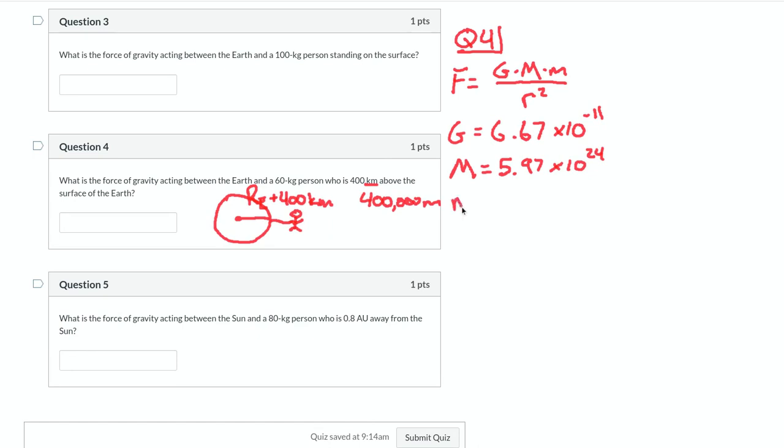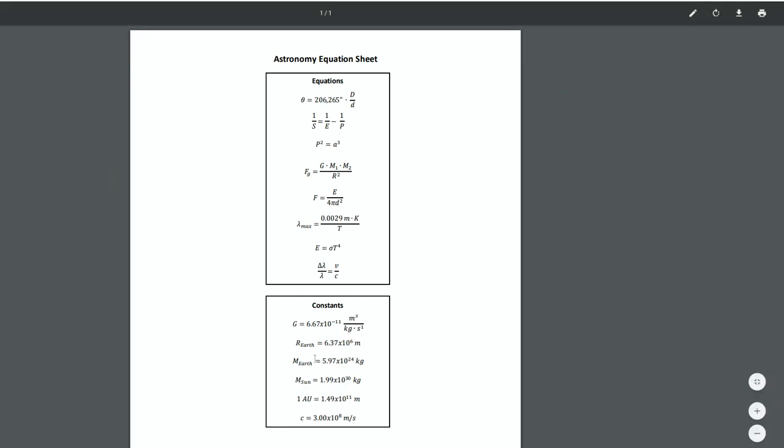The small mass is now a 60 kilogram person. 60 kg. And the distance now is the radius of the Earth plus 400,000 meters. So let's write that down. Radius of the Earth is given to us, 6.37 times 10 to the 6.